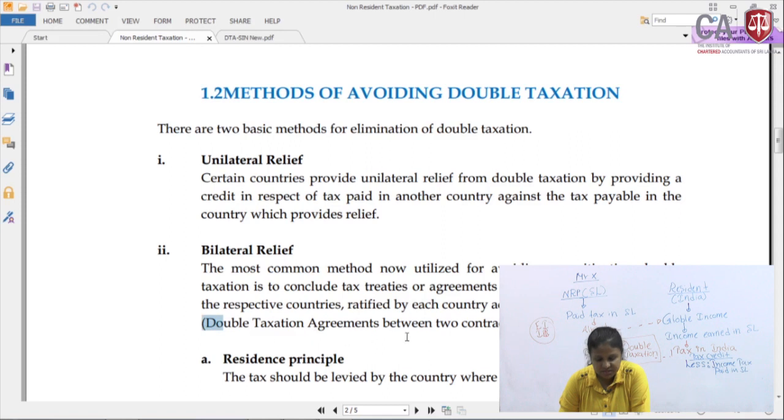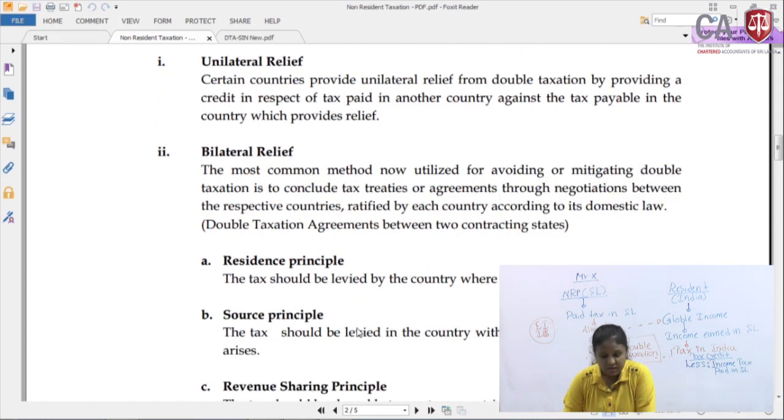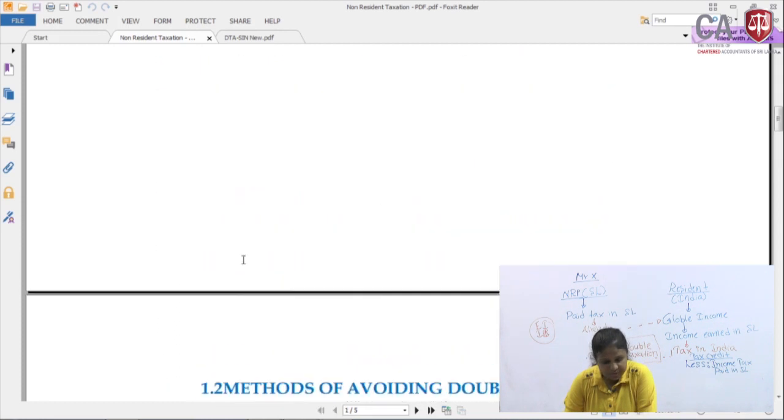Double taxation agreement between two contracting states, like Sri Lanka and India, Sri Lanka and China, Sri Lanka and Singapore. Likewise, even in our country, we have a lot of double taxation avoidance agreements, which provide benefits to the taxpayers in both contracting states. Okay. Now, we need to look at two principles, Lamai.